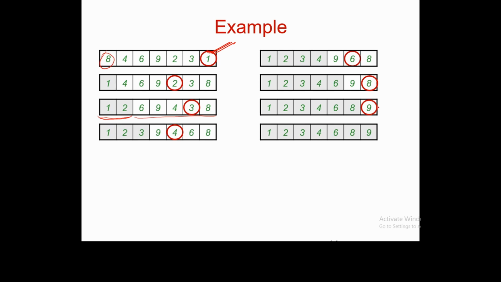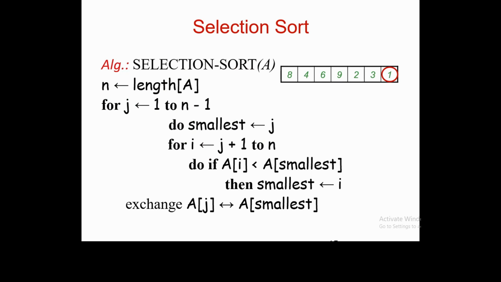Now there is only one element left. So it will be, and this will be the minimum element in that particular list, and this will be the sorted list using this selection sort procedure. Now let's come to the pseudo code for this. So this is the pseudo code of the algorithm.